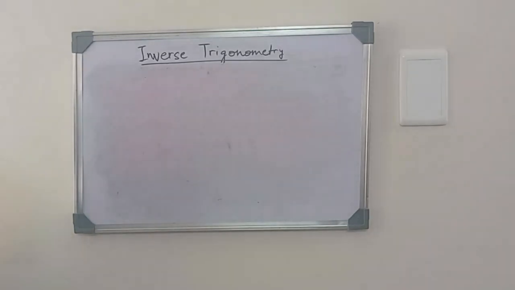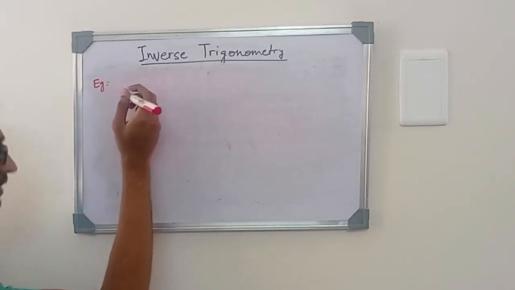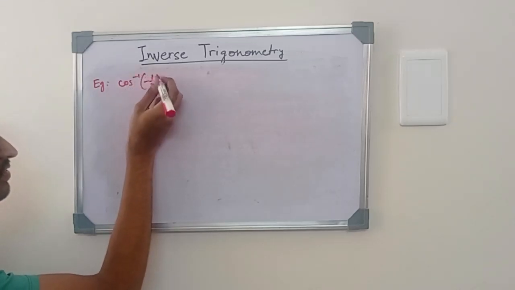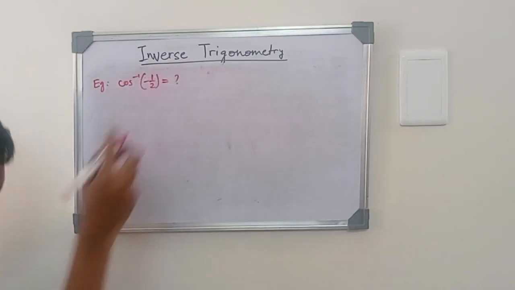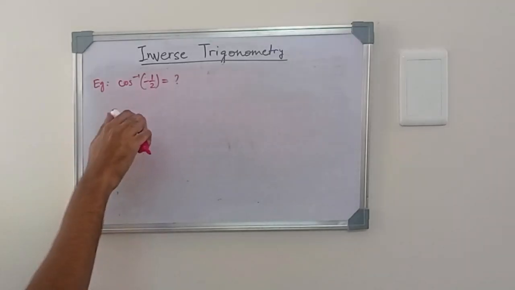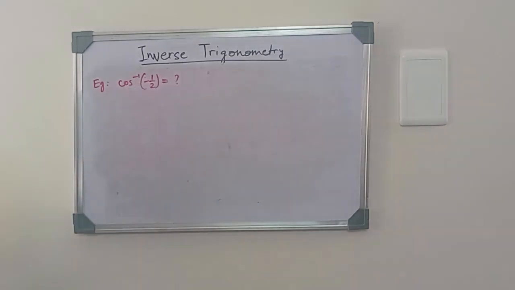So now let us solve some simple problems based on these inverse trigonometric functions. Let us say we are asked to find the value of cos inverse of minus half. Basically, what this question is asking is that we need to find an angle whose cosine is equal to minus half and that lies within the principal value branch of the cos inverse function.